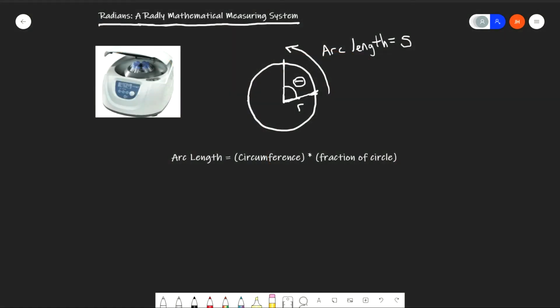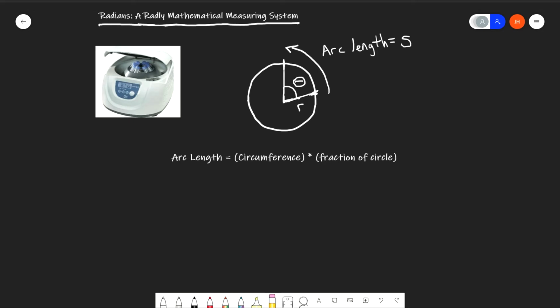Oftentimes when we introduce new math topics, it's the common strategy to first say what it is, then how we use it, and then look at applications finally if we get there. But what I want to do is reverse that. And so we're going to first look at some of these applications of radians.